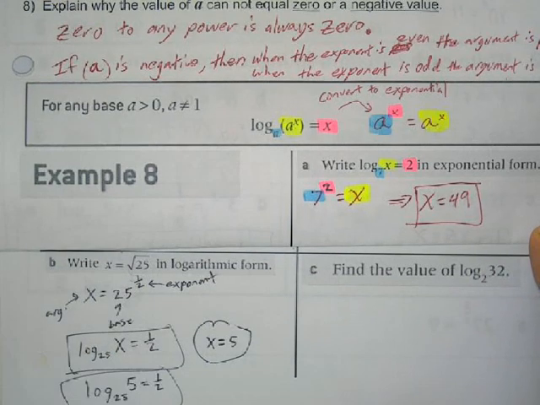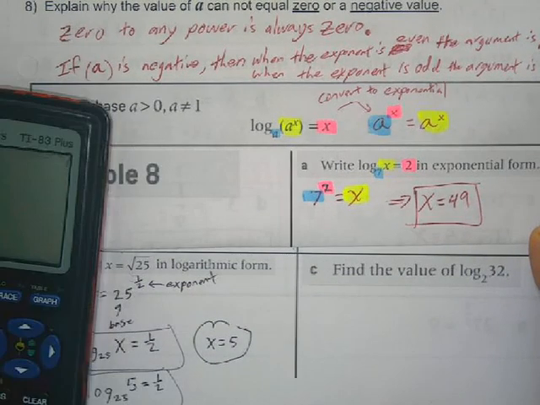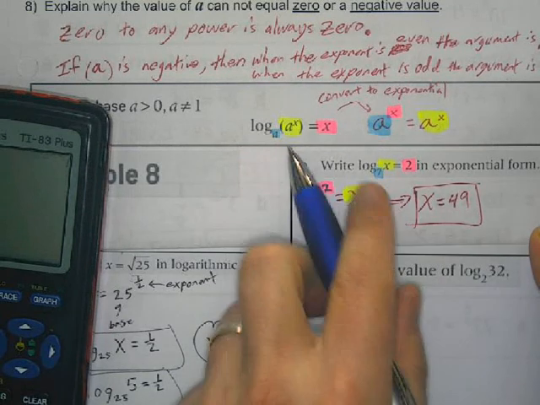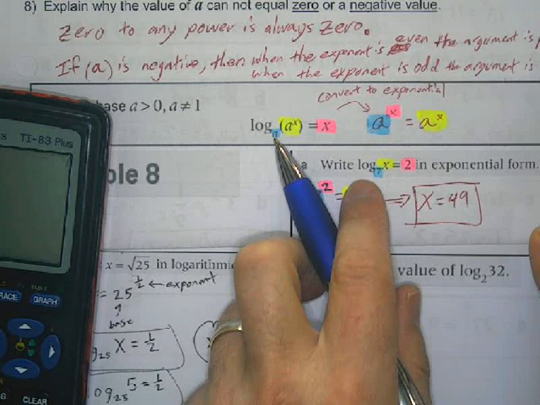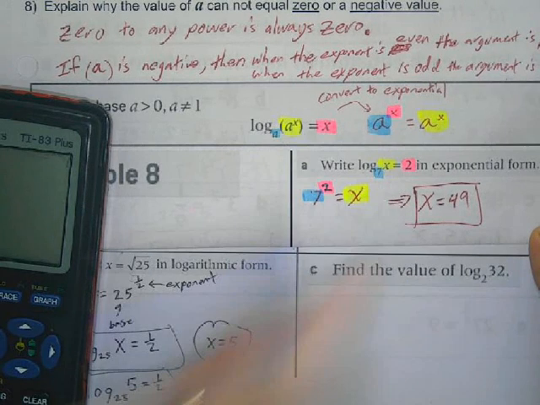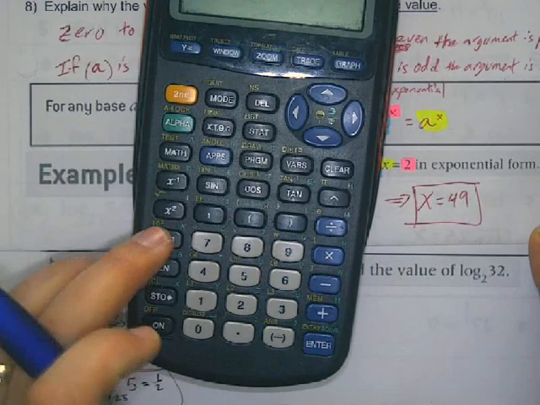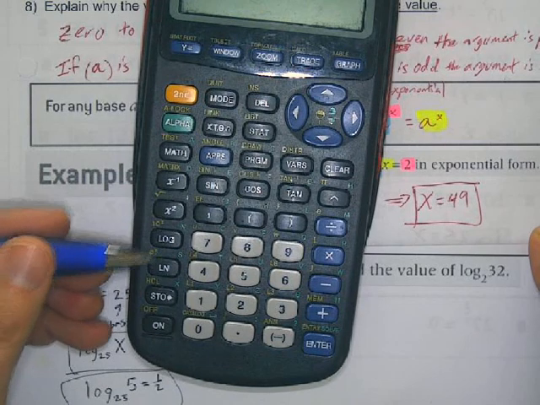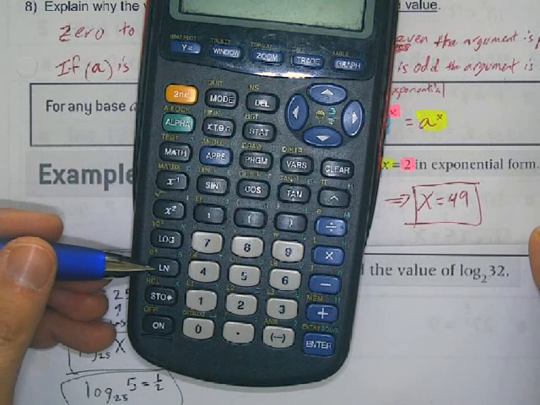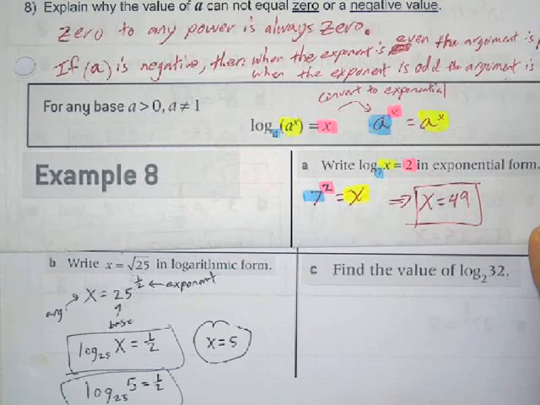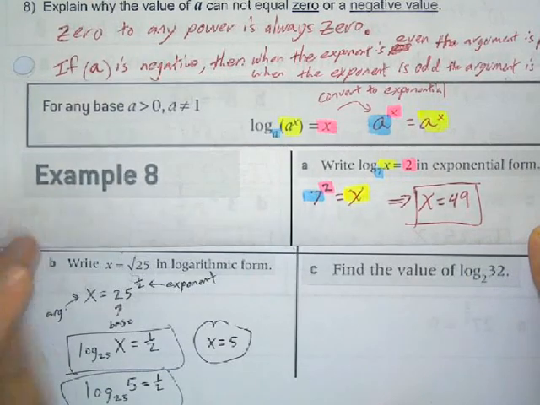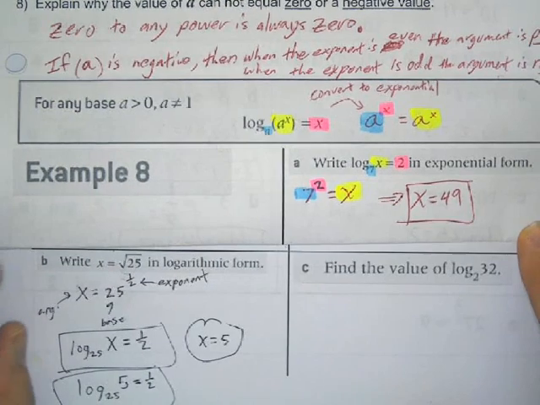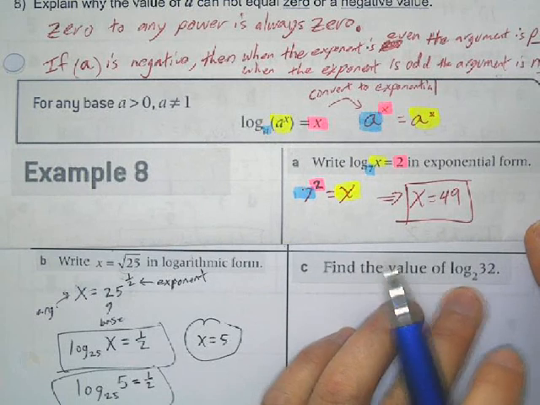Now, on my calculator, I can't do base 25. So all of these need to be done by hand when the base is not 10 or when the base is not e. Because we can do log base 10 using this button, and we can use log base e using this button. But right now, we're just dealing with different kinds of bases here. Okay. What is the value of this?